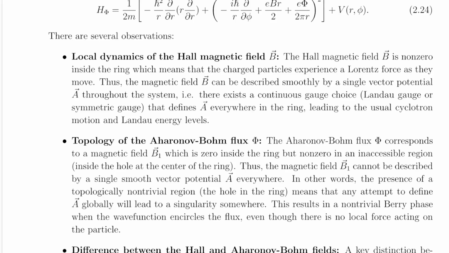Second, the Aharonov-Bohm flux introduces topology. Even though the magnetic field from this flux is zero where the particle moves, the space is now multiply connected. There is a hole in the middle. This prevents defining a smooth global vector potential, creating a non-trivial Berry phase when the wave function circles the flux.